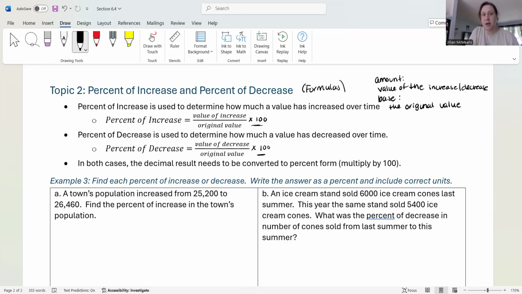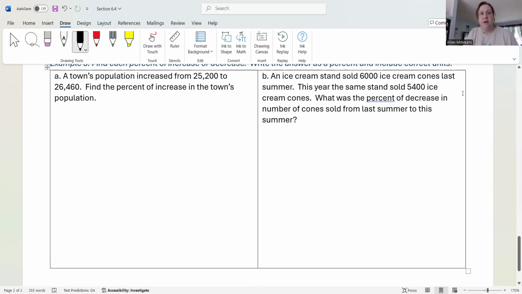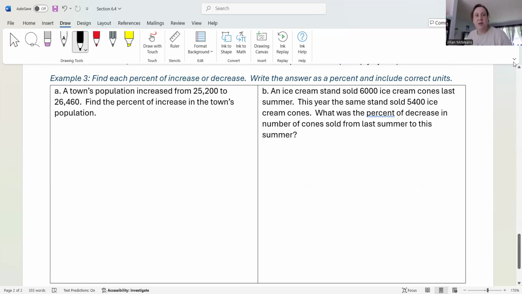So let's look at two examples here. Example 3 says find each percent of increase or decrease. Write the answer as a percent and include correct units. So that just means kind of like describe your answer. When you have a percent of increase or decrease problem, it's going to be fairly obvious because generally speaking, the words percent of increase or percent of decrease will be in the problem. So you're just looking to see what percentage of the original value is this increase or decrease.